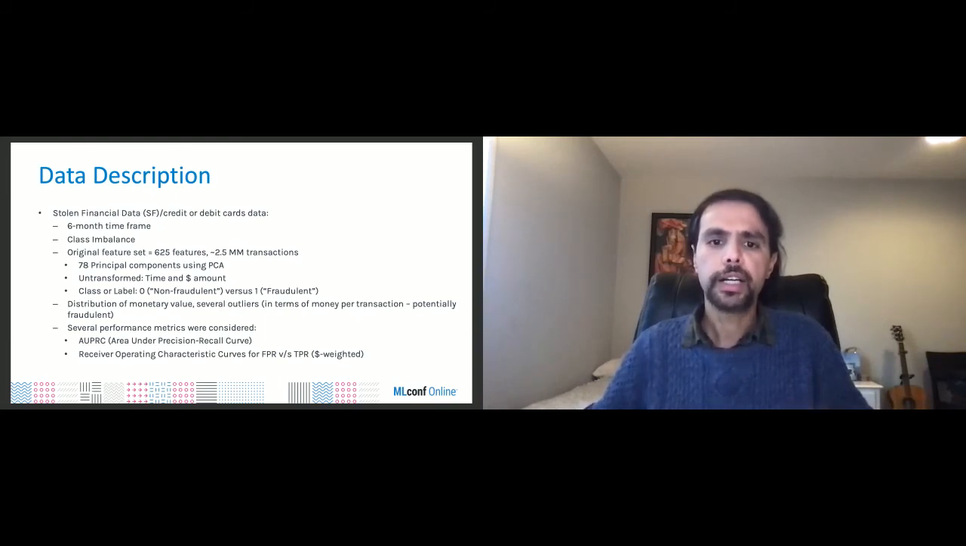The data that we used for this study was stolen financial data related to the credit or debit card domain. It was in a 6-month time frame. It was hallmarked by class imbalance. We transformed the original feature space, which was about 625 features, close to about 2.5 million examples. First, we conducted a principal component analysis on top of this data and developed 78 principal components. We also used two variables that were untransformed, which were time and dollar value.